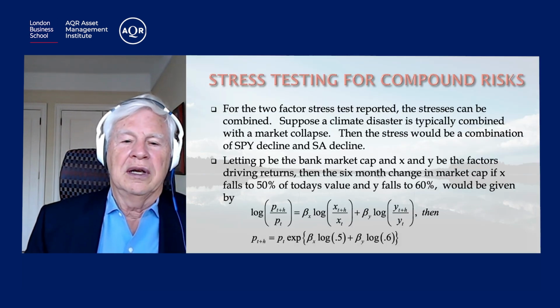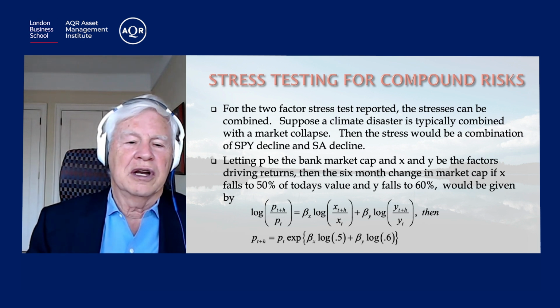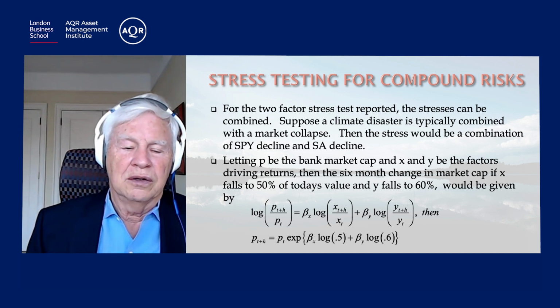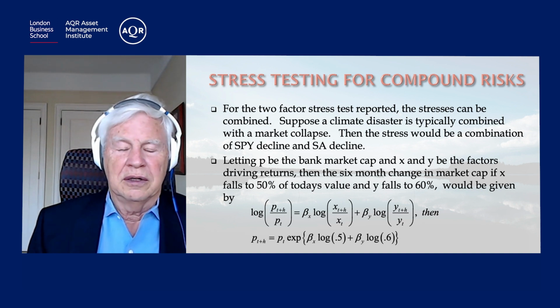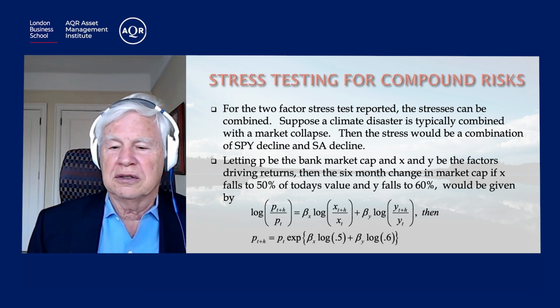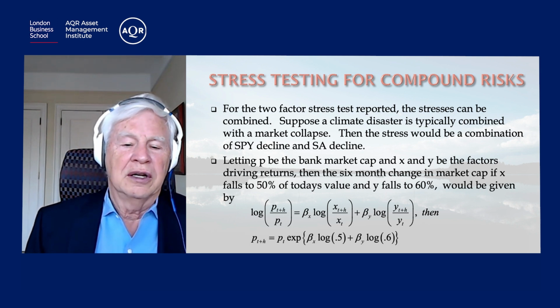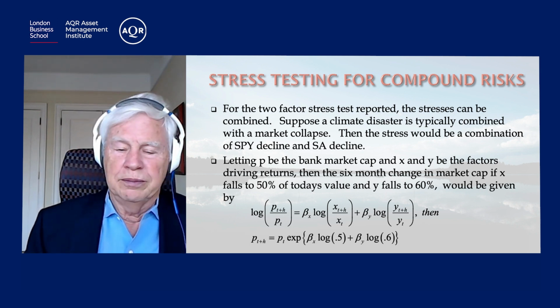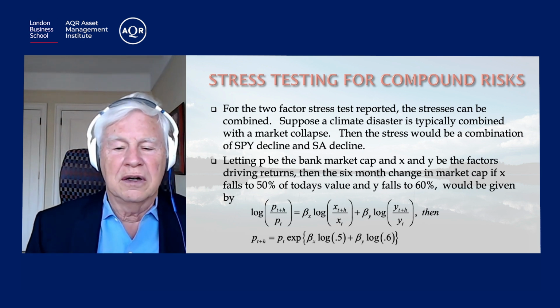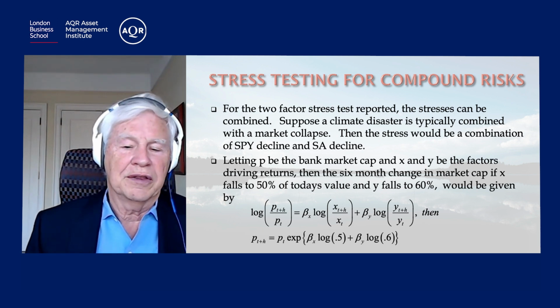So if we have this kind of a factor, and we're worried about more than one asset risk at the same time, we can actually think about both a market decline and a climate decline at the same time.